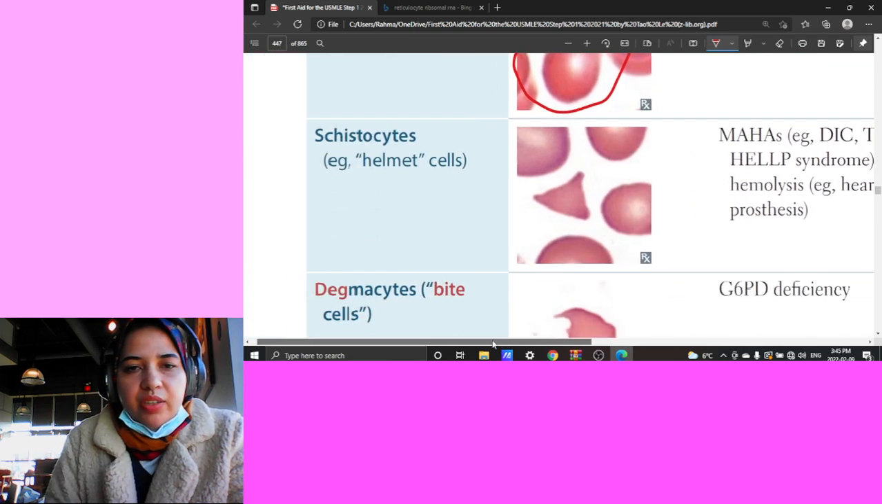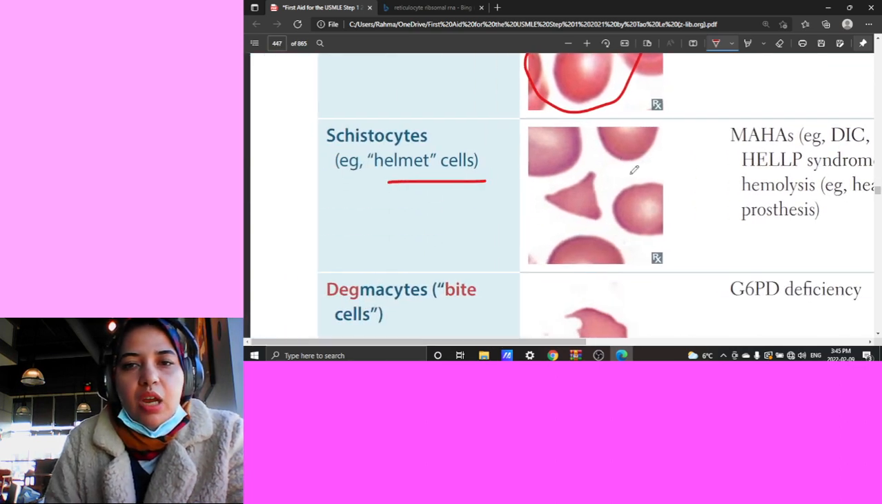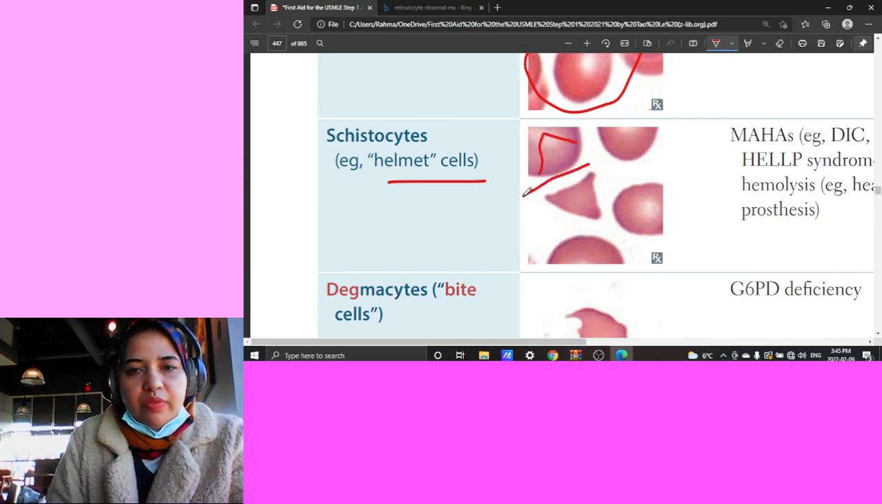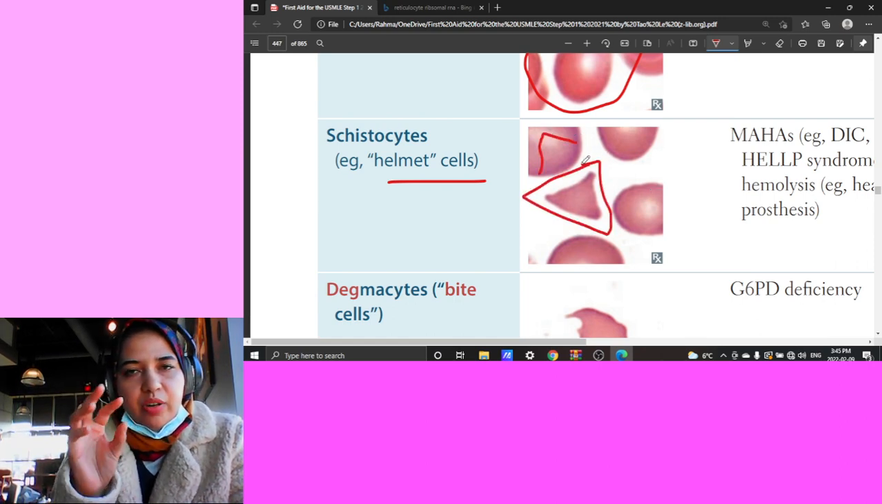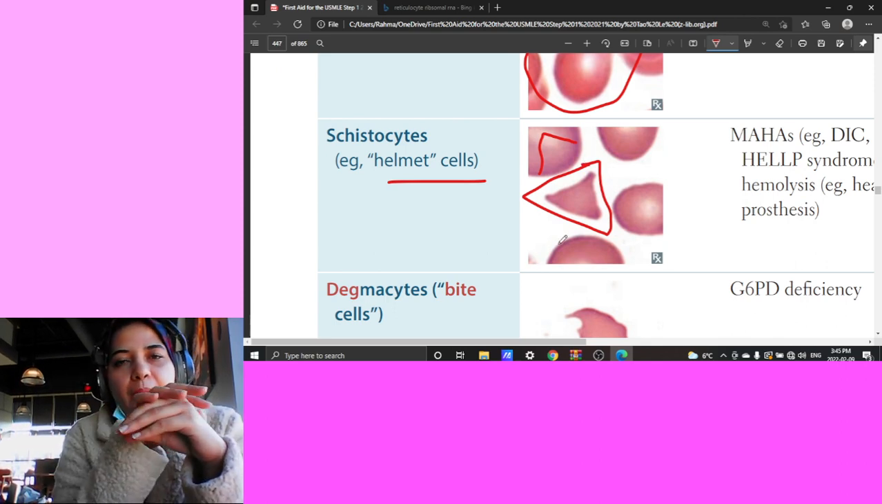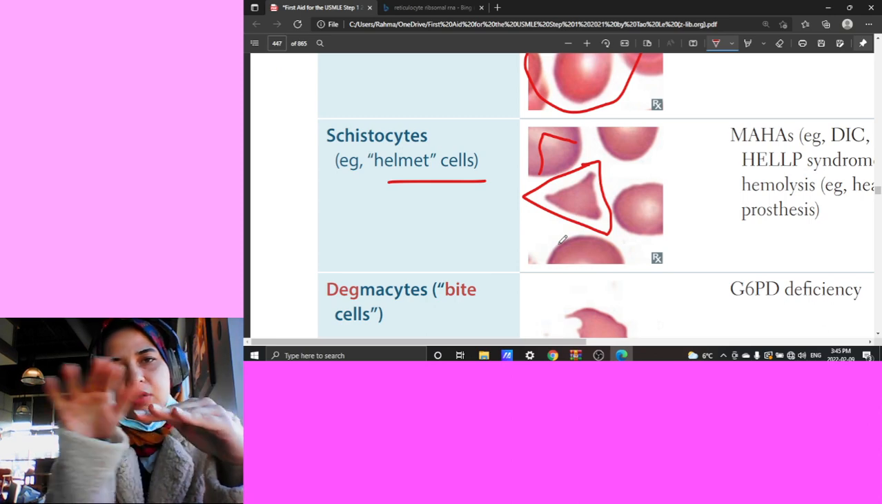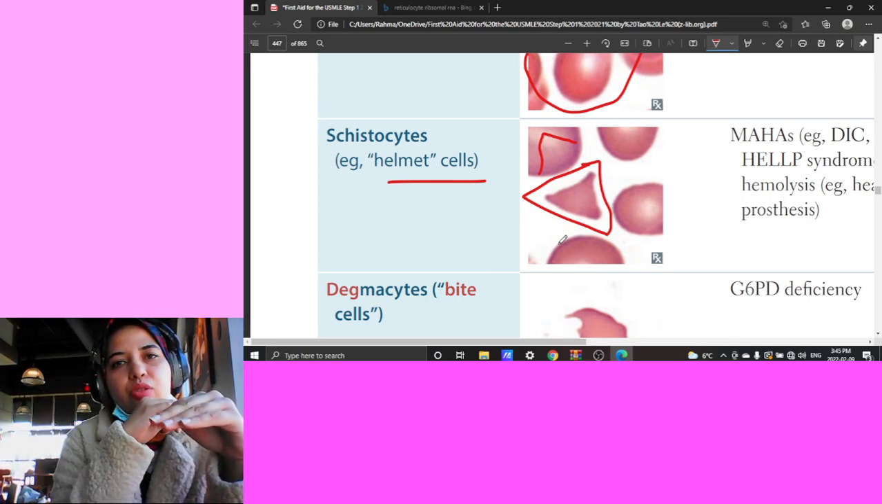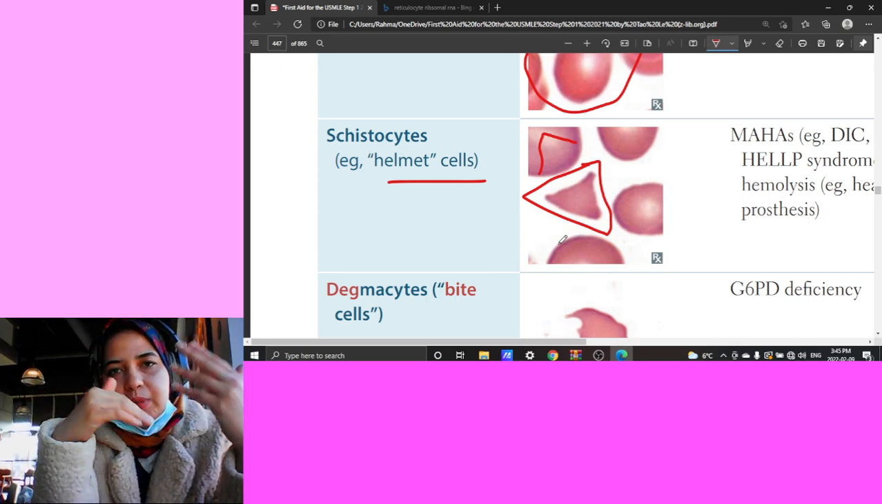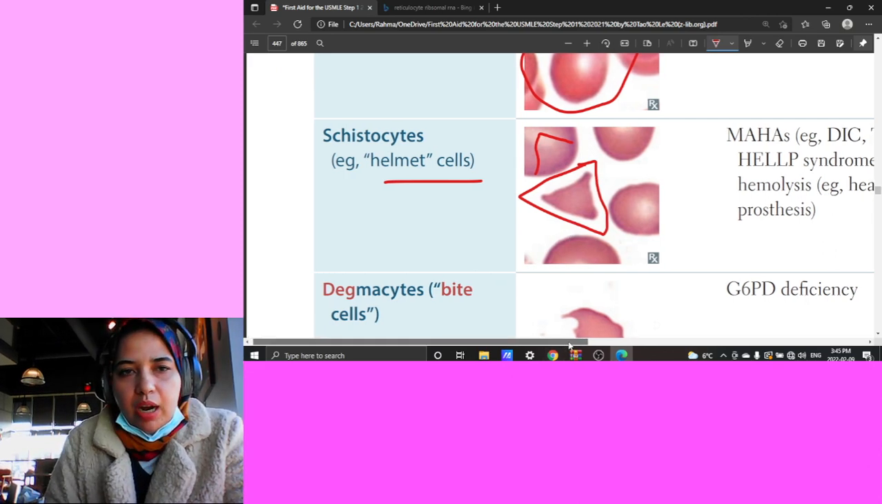Next are the schistocytes. Schistocytes are fragmented cells. It's basically an RBC that passed through something and got damaged, and that damage now leaves you with these helmet shapes, triangles, these pieces, so these are fragments of RBCs. So think about it: what would have passed through to cause damage? Well, maybe it passed through a blood clot, right? Or maybe it passed through a heart valve that damaged it. So these are the conditions that would have these schistocytes.